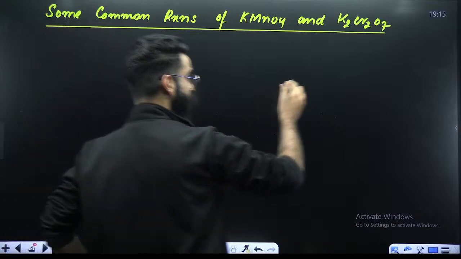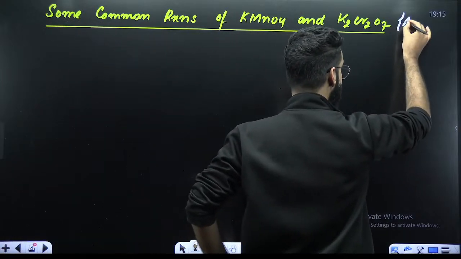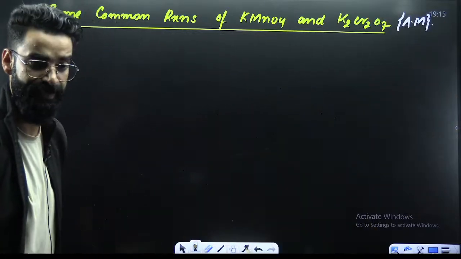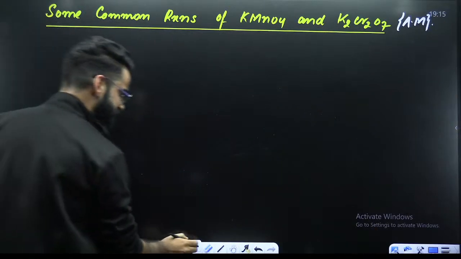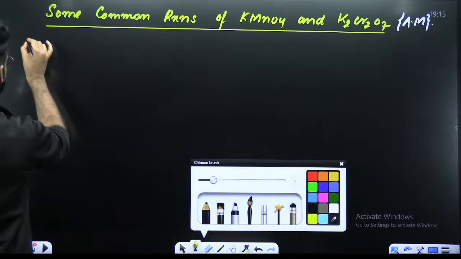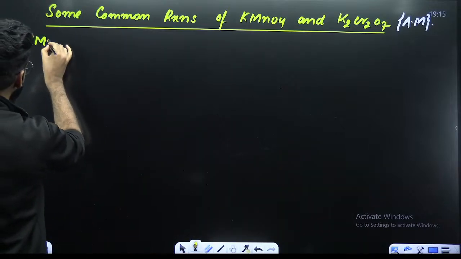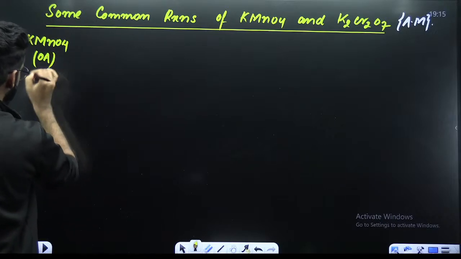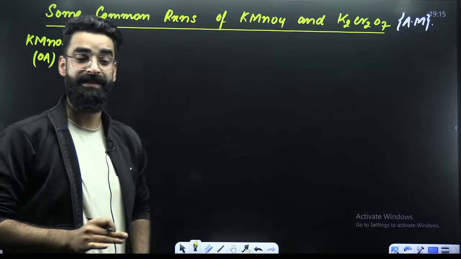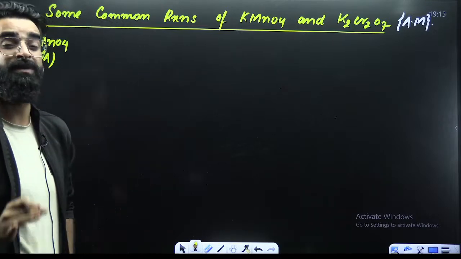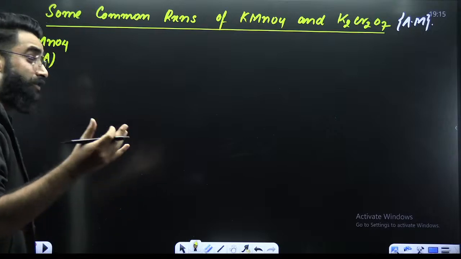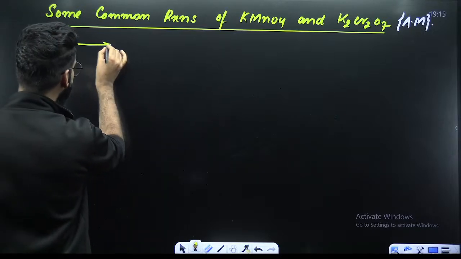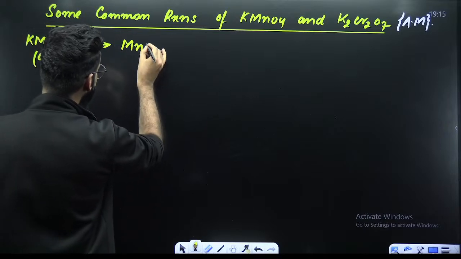And in which medium exactly am I talking about? I'm talking about the acidic medium. Try to understand what exactly I'm going to say. My dear students, if you talk about your KMnO4, it is a very strong oxidizing agent. And the first thing you must remember from now onwards, which I have told you in the last session as well, is that KMnO4 in acidic medium gets converted into Mn2+.